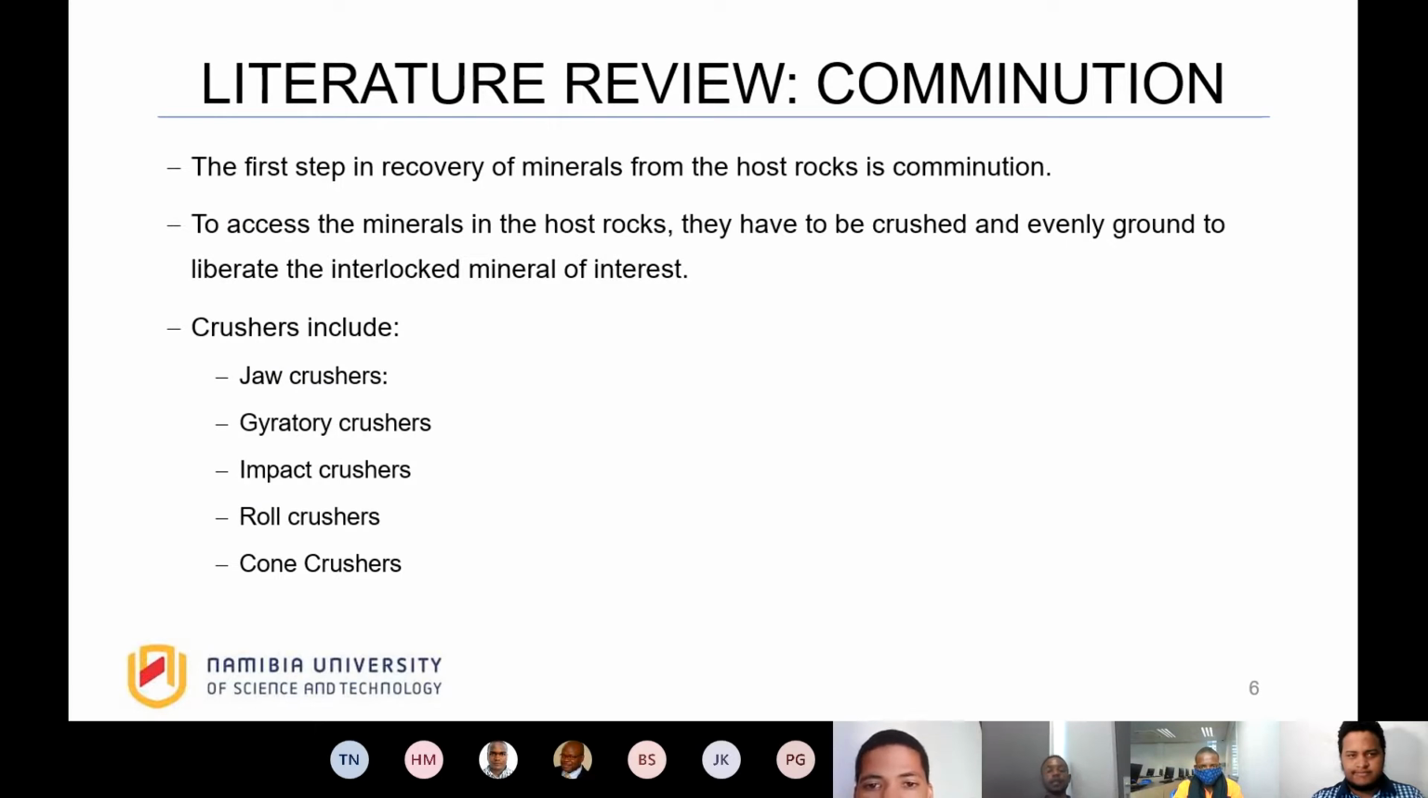Okay, coming to our comminution stage. Comminution is basically the reduction of particles such that the mineral of interest is liberated. To access our mineral of interest, particles are crushed and liberated. We do this using crushers. The widely used types of crushers are jaw crushers, gyratory crushers, impact crushers, roll crushers, and cone crushers.